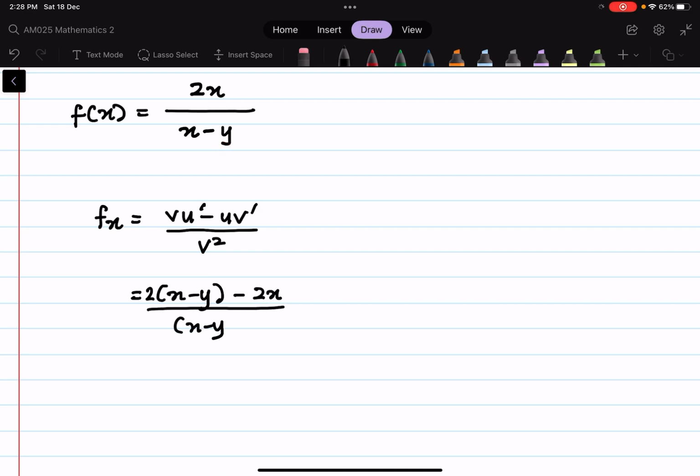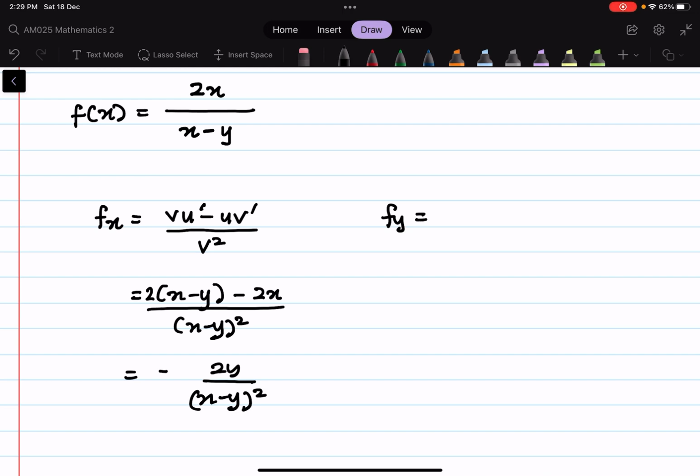x minus y squared. So if we expand and simplify, 2 times x minus 2x is 0. 2 times negative y is negative 2y, divided by x minus y squared. So now let's find f sub y.